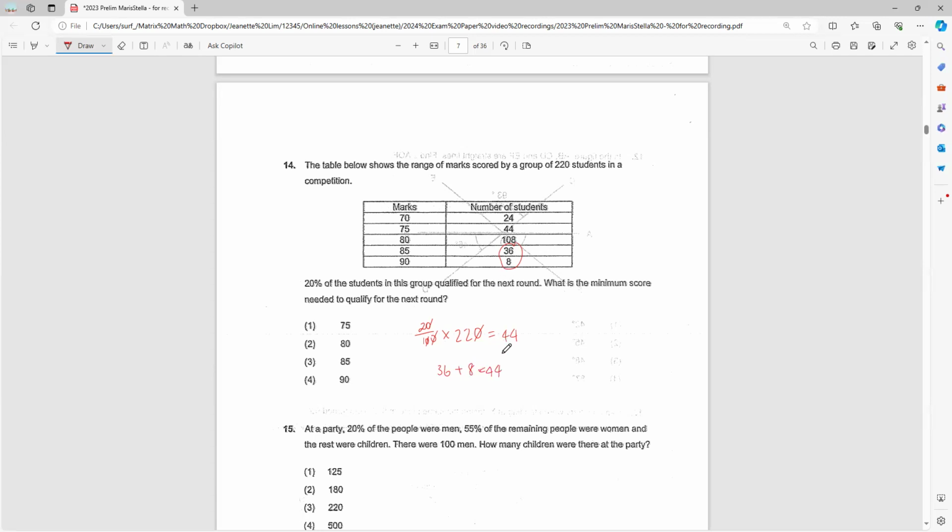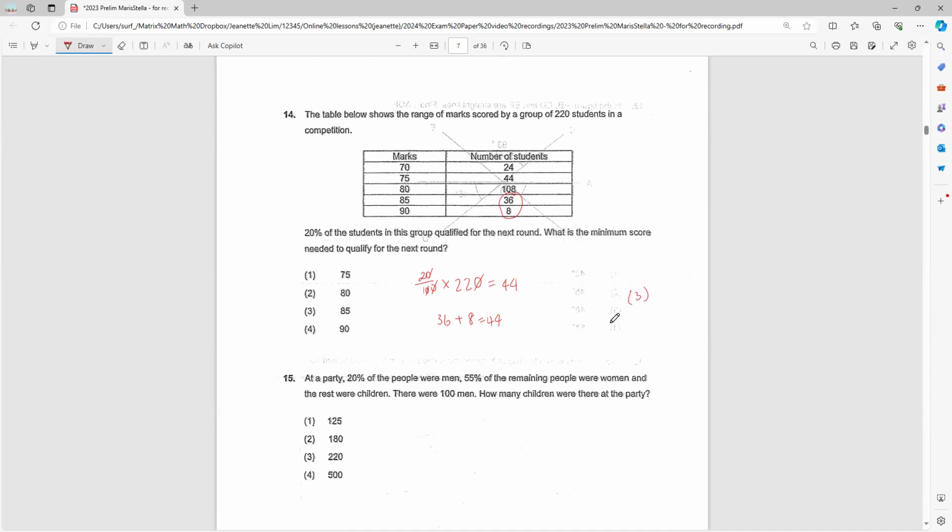So how do you qualify? Now we know that if you score 80, you cannot qualify, but if you score 85, you can qualify. So what is the minimum? 85. Anything below you cannot qualify. So the answer is 3.